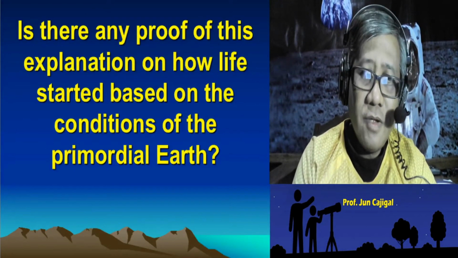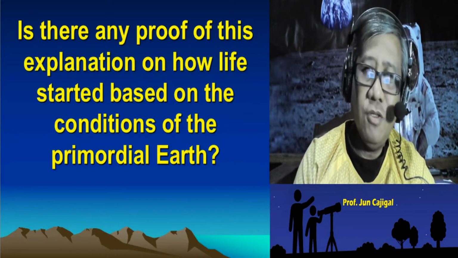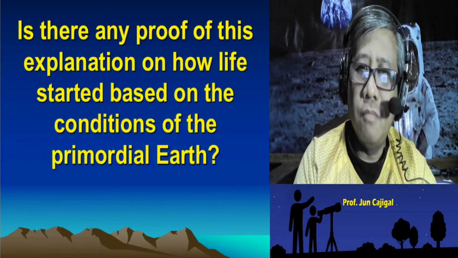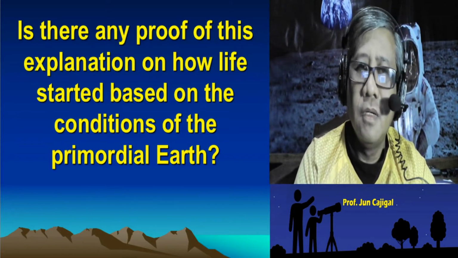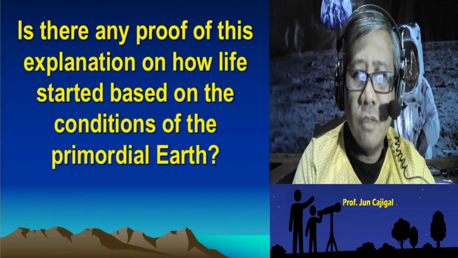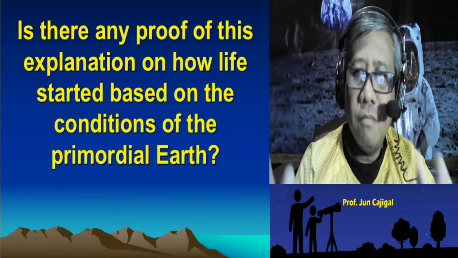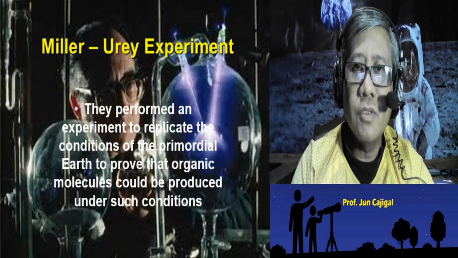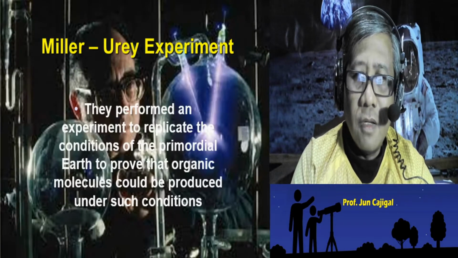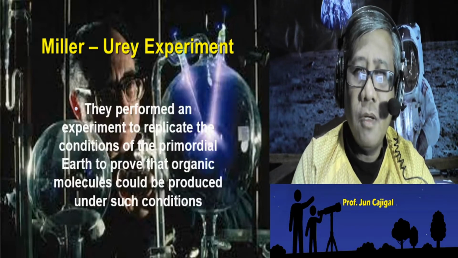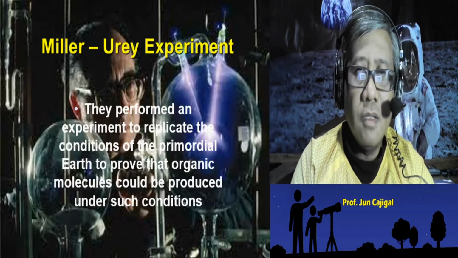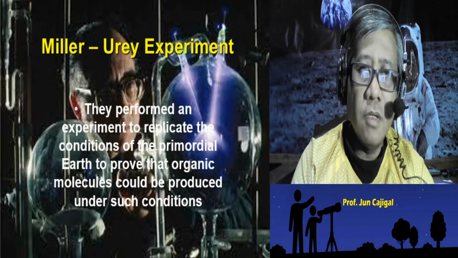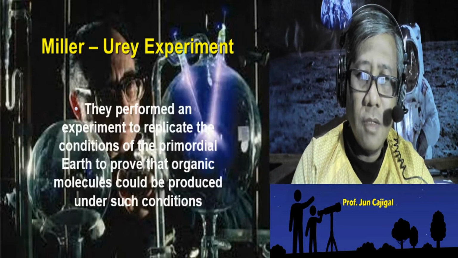So, is there any proof of this? Because this is just a theory. Is there any proof of this explanation of how life started based on the conditions of the primordial Earth? Is there any proof? So there was an experiment that was conducted, and the experiment was performed by Stanley Miller and Harold Urey. So in history, we call this the Miller-Urey experiment.